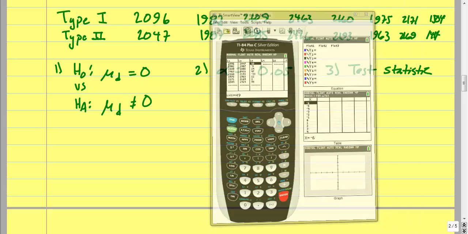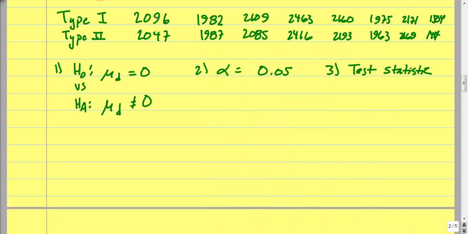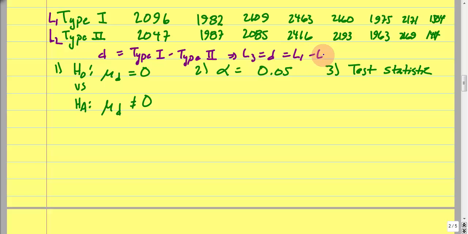Okay, so let's write that out real quick. My differences were type 1 minus type 2 corn. So when I entered my data, this was L1, this is L2. So L3 were my differences, and that was equal to my type 1 minus type 2, which was L1 minus L2. Kind of just gives me a frame of reference to write these down.